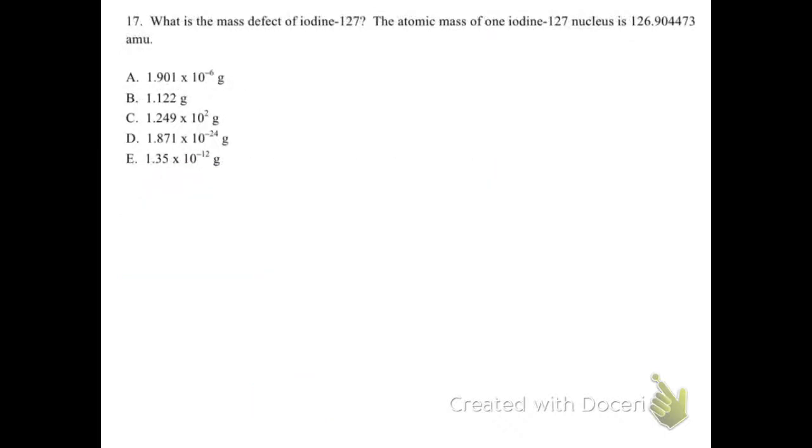Okay, in this problem, we're trying to find the mass defect of iodine-127. So, iodine-127, let's take a closer look at our atom in question. Iodine, by virtue of being iodine, has 53 protons. So, iodine-127 must have 127 minus 53 neutrons, which is going to be 74 neutrons.